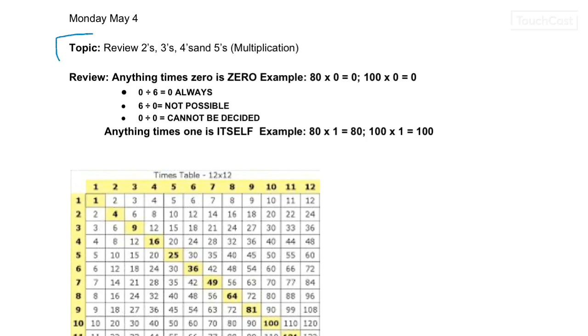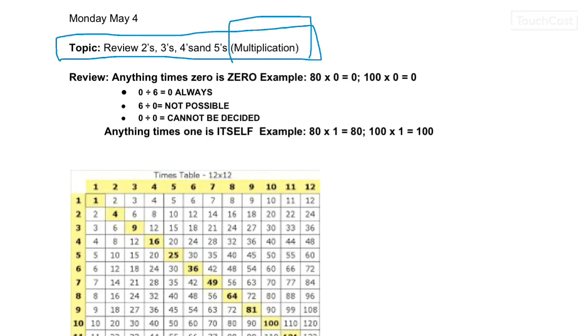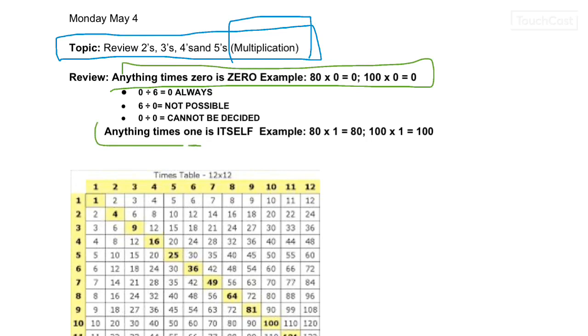This week we're going to review 2s, 3s, 4s, 5s of multiplication and division, but today we're going to do multiplication. We did 4s and 5s last week and 2s and 3s the week before, but I want to make sure we're solid with those before we move on to the harder multiplication sets. So remember, anything times 0 is 0, anything times 1 is itself. So those are some things to remember.